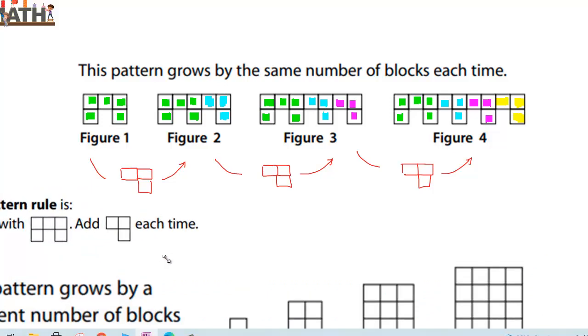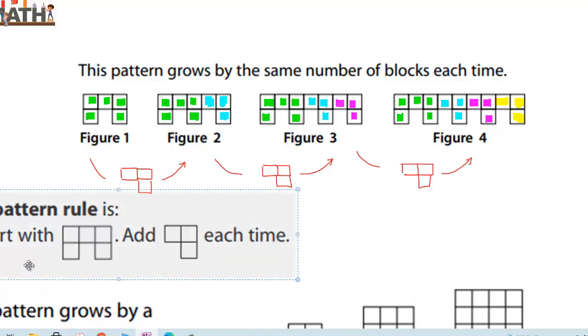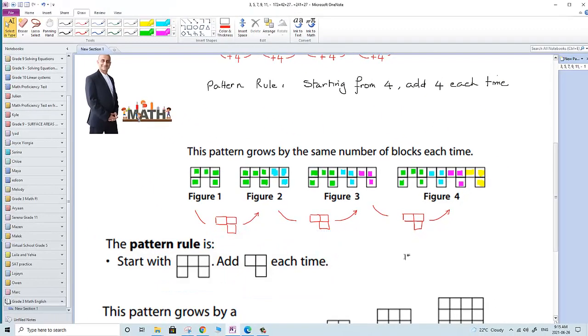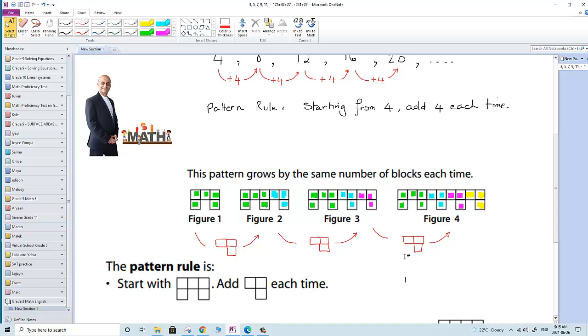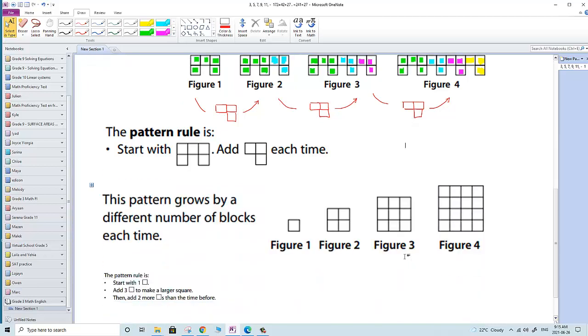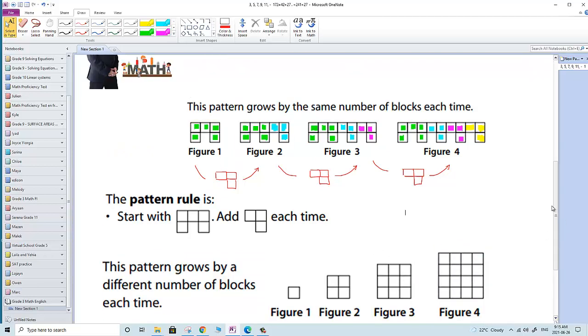The pattern rule: Start with figure 1, add 3 blocks each time. Wow, so that means the pattern is not only numbers, it could be shapes. Let's see another example and talk about this example.